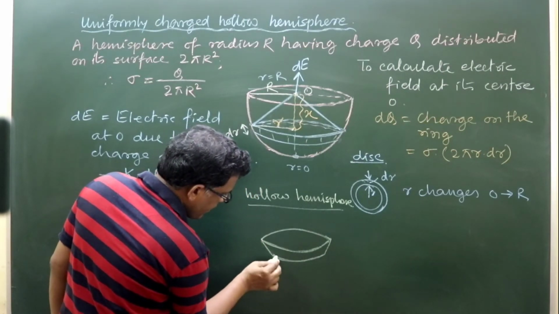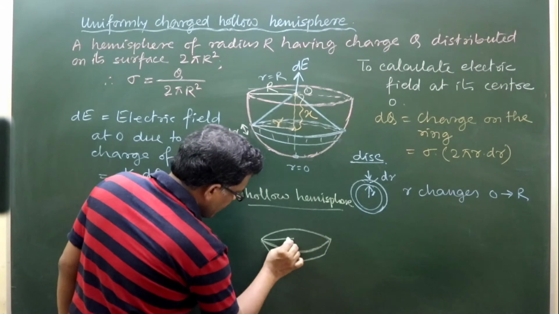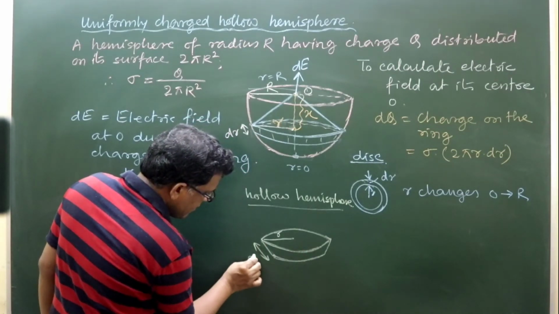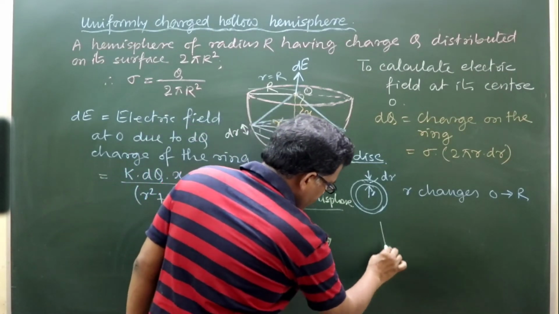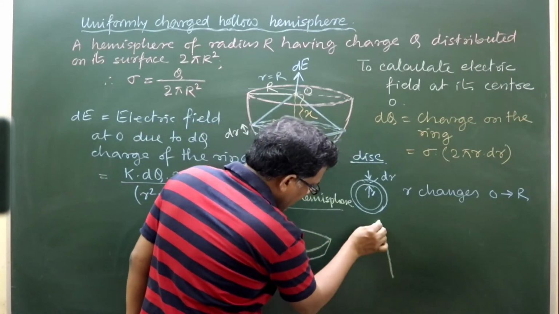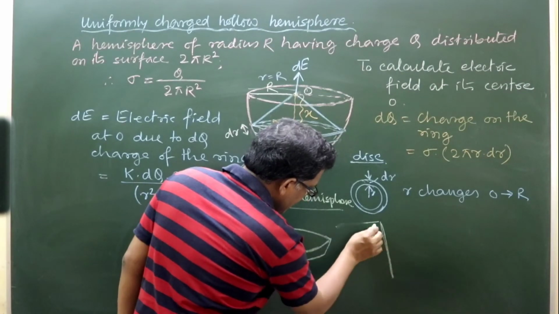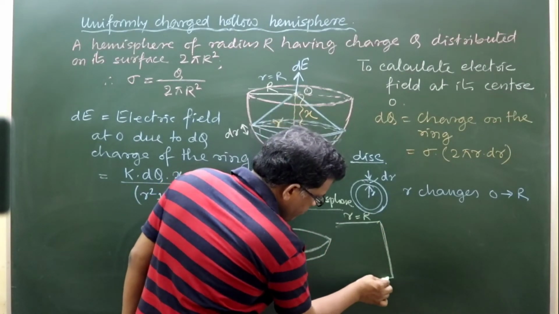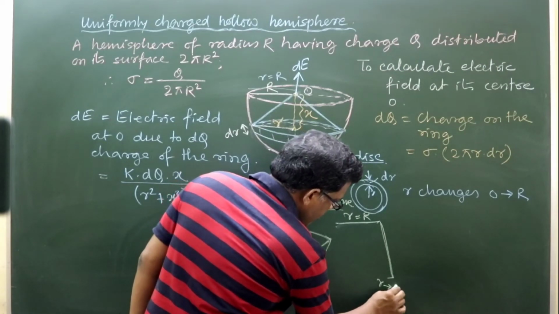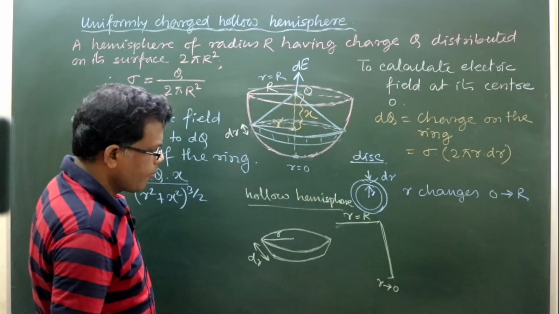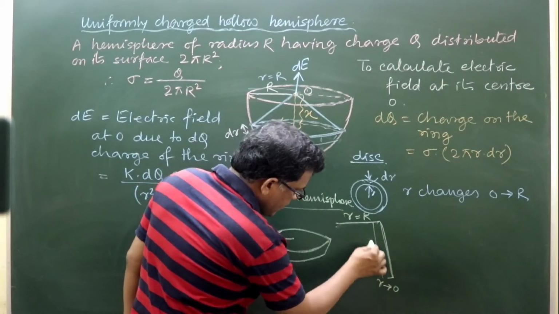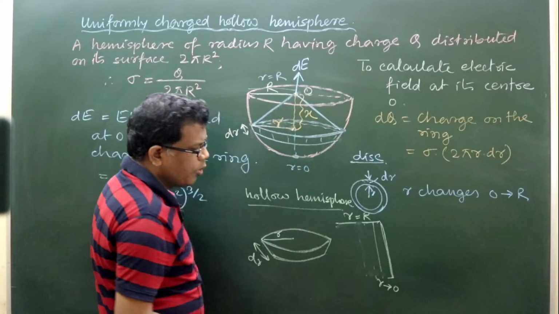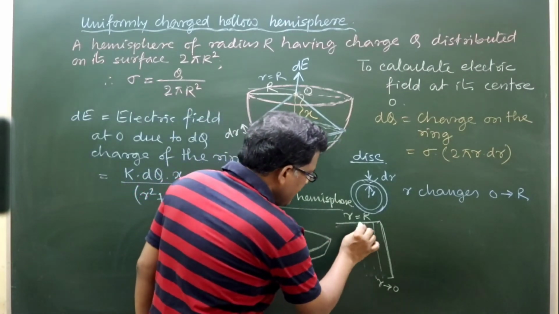Are you getting my point? This is r, and the thickness is dr. We are saying r changes from small r tending to 0 to capital R. That means r is changing from one value to another value this way.